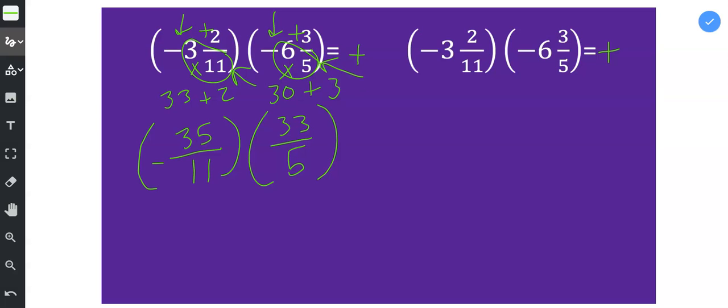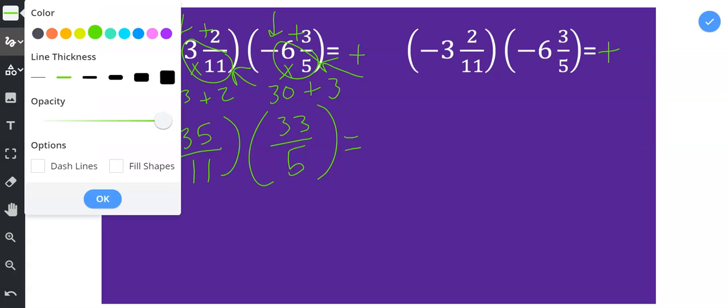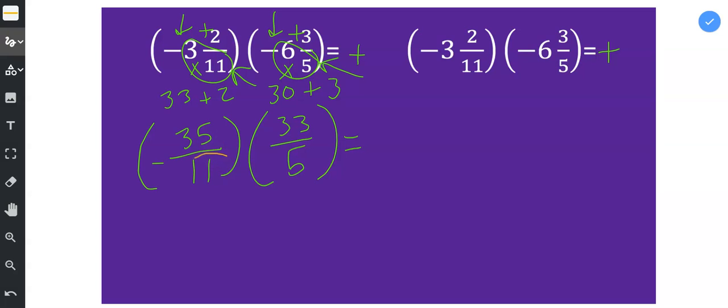Then in this first example, I'm going to show you how to reduce diagonally first. We're going to reduce first and then multiply across. So I'll grab a different color for this. Let's see if orange shows up nicely. Okay, 11 and 33 can be divided by 11. 33 divided by 11 is 3.